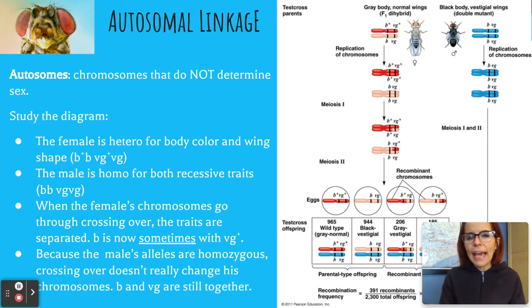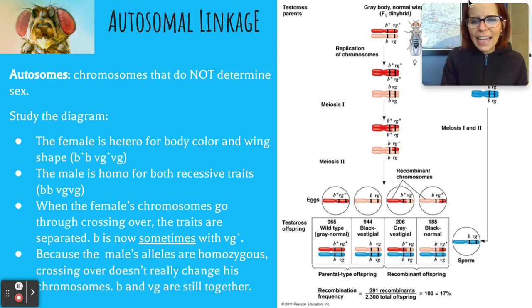Okay, because the male's alleles are homozygous, because he's just BVG the whole way, they don't even show him crossing over, because if he did cross over, which he did, it would just be moving 1 VG to 1 VG, and you would see no effect of it. So the VG of the first chromosome probably crossed over sometimes to the VG of the second chromosome, but it doesn't matter because no matter what, he's always got black and vestigial wings. He's not a heterozygote, so it didn't matter.